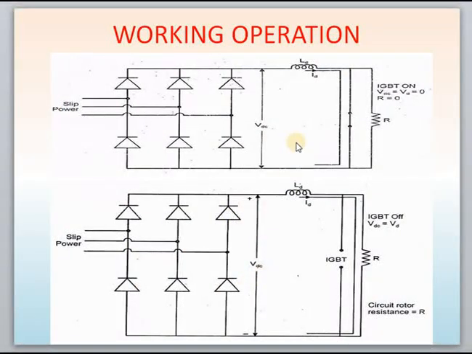So this is the circuit diagram of the working operation. If you turn on the switch, then it is a short circuit. The resistance value is 0, and the voltage across this terminal is 0 here. And when the chopper is in off condition, when the resistance is connected to the remaining circuit, you can observe the voltage value across the resistance also. Here the resistance value is R.